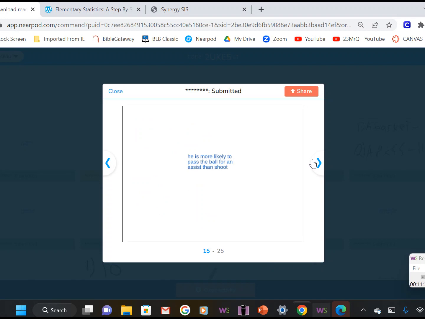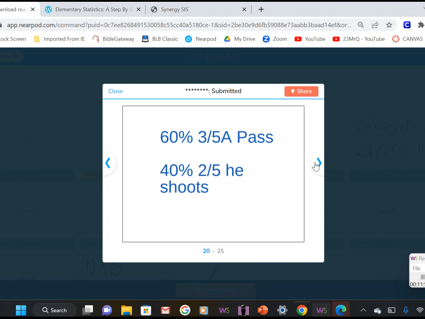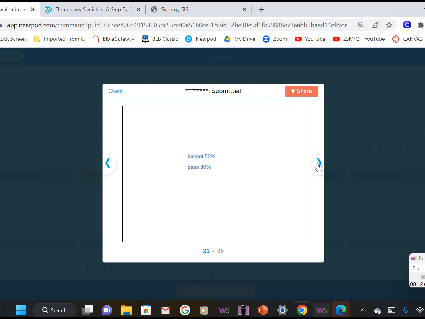He is more likely to pass the ball for an assist than shoot. Yeah, but what is the probability? Some numbers. Basket, 1 out of 3. Pass, 1 out of 2. Okay. 100% and 100%. Okay. 60% pass. 40% he shoots. Okay.